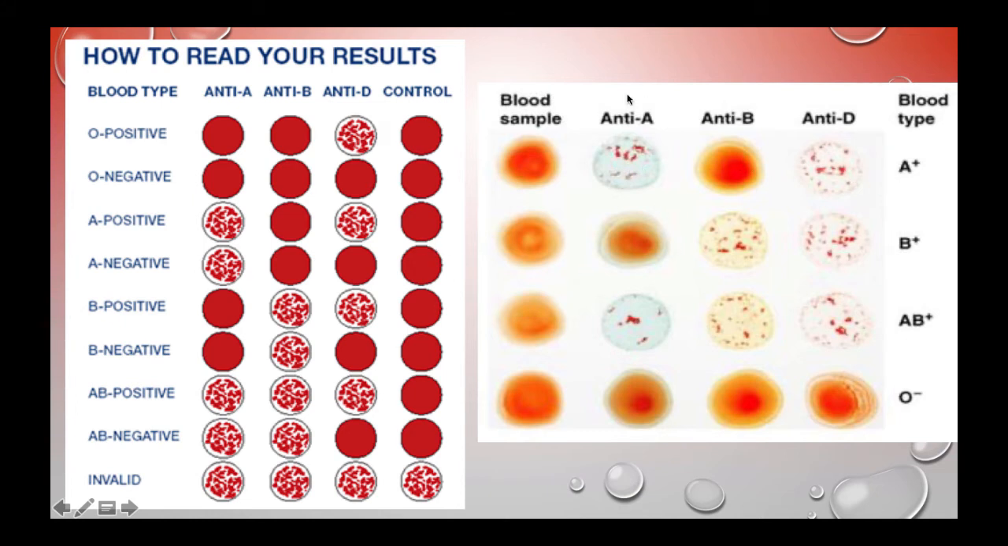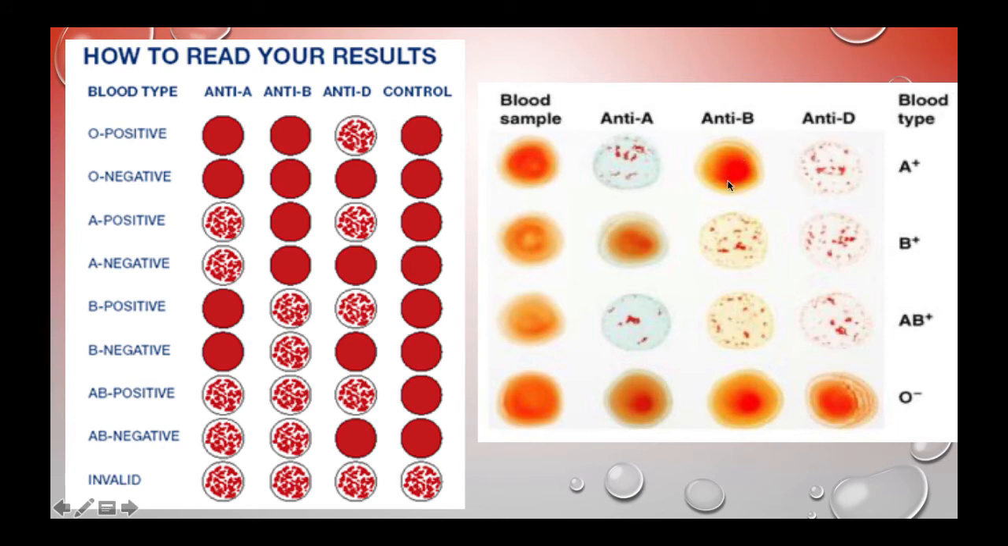Remember, the anti-A serum is like antibodies for the A antigen. Same with the anti-B serum, which is like antibodies for the B antigen. And the anti-D serum is like antibodies for the Rh factor. So in this individual here, you see agglutination in the anti-A and the D here. So this individual is A positive.